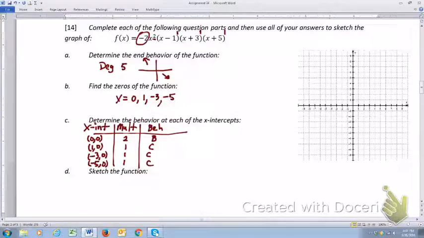So now let's go ahead and draw the sketch. We can put in our x-intercepts. We've got our end behavior. And then remember, we want to go from left to right. And we're going to cross until we get to 0. So cross, bounce, and then cross. So your graph's going to look like that.